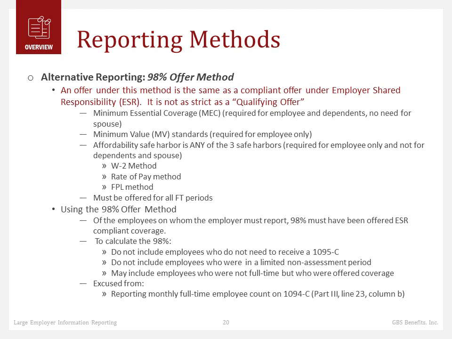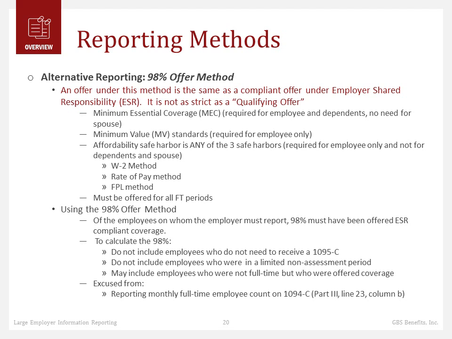So how do you use the 98% offer method, and what does that get you? What is the carrot? So this is how it works. Of the employees on whom the employer must report, in other words, the ones you have to give the 1095-C form to, 98% of those must have been offered an employer shared responsibility compliant plan. In other words, it meets the above.